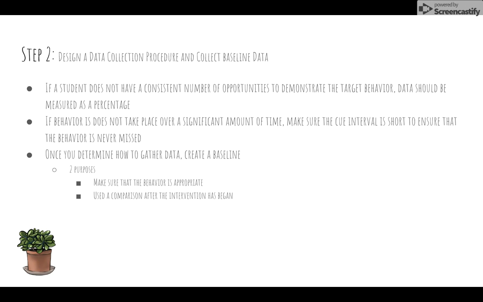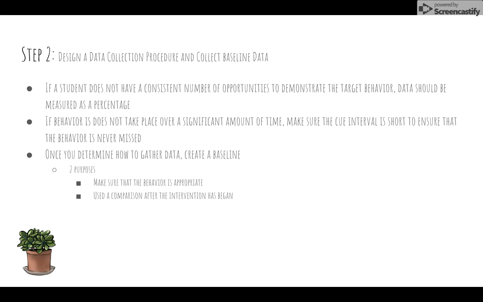If behavior does not take place over a significant amount of time, make sure the cue interval is short to ensure that the behavior is never missed. So if you have a student whose off task lasts no longer than 30 seconds, maybe your cue interval should be short. Or if he's off task for a significant amount of time, like 5 minutes, 2 or 3 minutes would also work. Just if it's a short amount of time, you want to make sure intervals are very short so you don't miss the behavior.